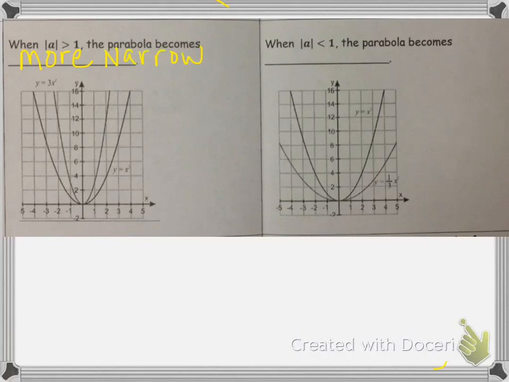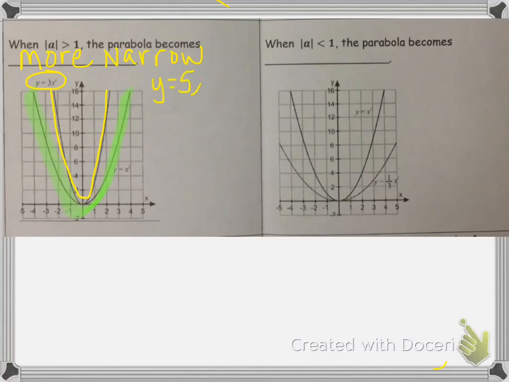Okay, so the graph that you were given begins with the parent function, y equals x squared. And then we have graphed y equals 3x squared. The value for a in this function is 3. 3 is greater than 1, so the graph becomes more narrow. Now let me give you some more examples of quadratic functions that would be more narrow than the parent function.